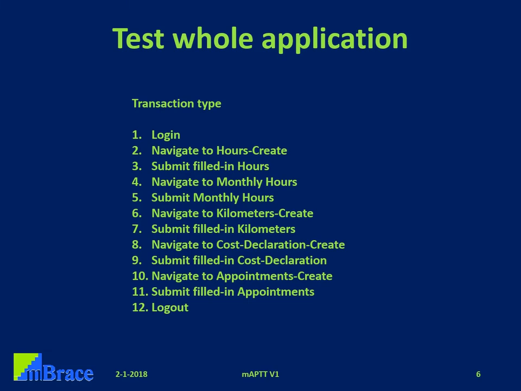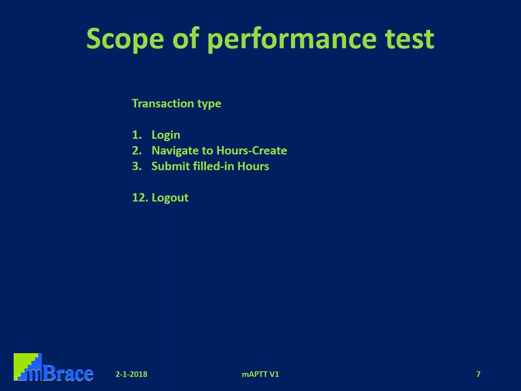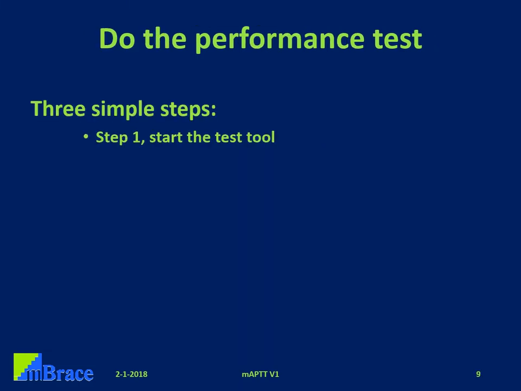For the demo, let's pretend that you are the software developer building the application under test called Neuros, and you are finishing a sprint that consists of these transactions. So in the performance test, we test these 4 transaction types of this sprint. You do the actual performance test in 3 simple steps. Step 1. Start the tool.